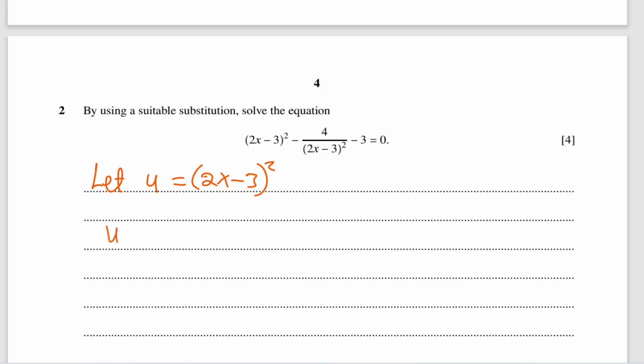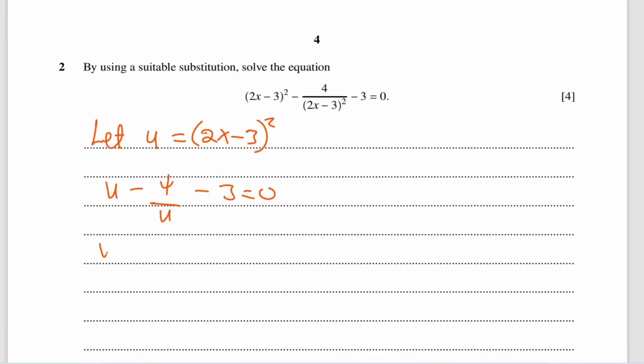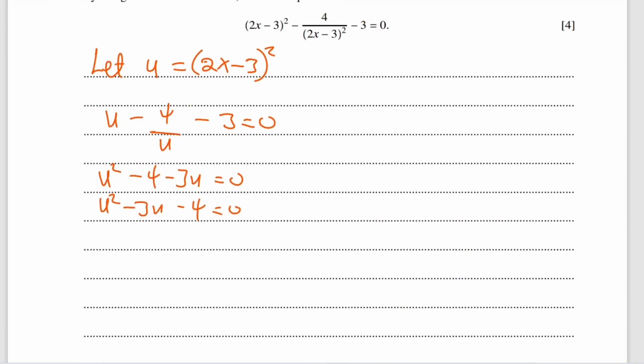So you have u minus 4 over u minus 3 is equal to 0, so that I can have u squared minus 4 minus 3u is equal to 0. And then you can rearrange it so that you can factorize it. When we factorize it, we are going to get (u minus 4)(u plus 1) equal to 0. So u is equal to 4 or u is equal to negative 1.